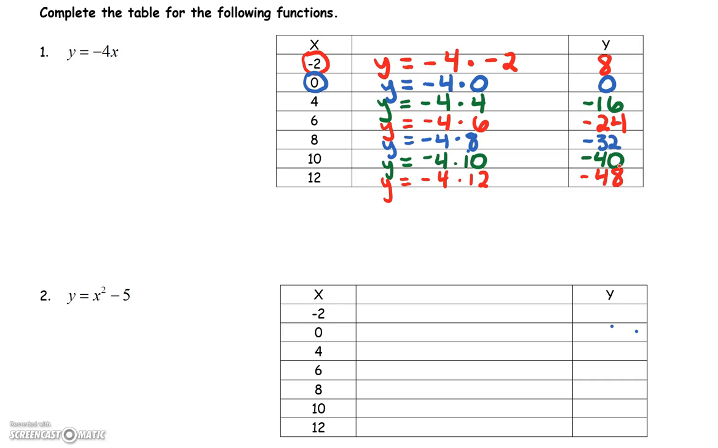Keep in mind that this is only a subset of the possible input values. We could certainly input numbers smaller than negative 2, and we could certainly input numbers larger than 12. We've just chosen to only focus on those particular inputs.